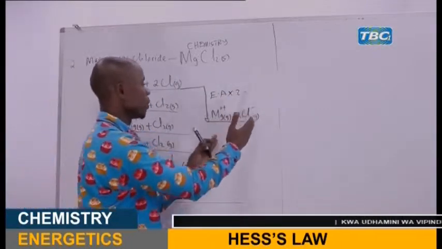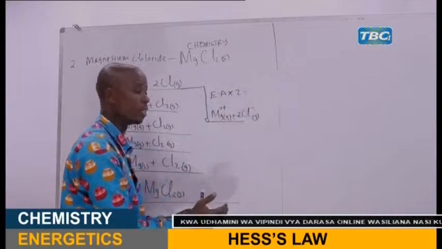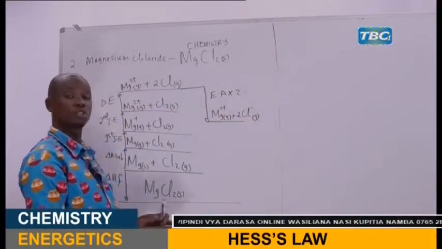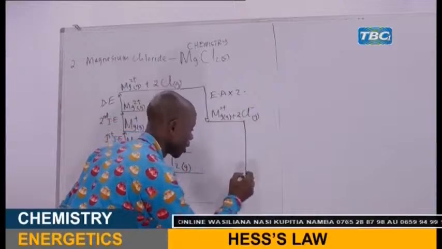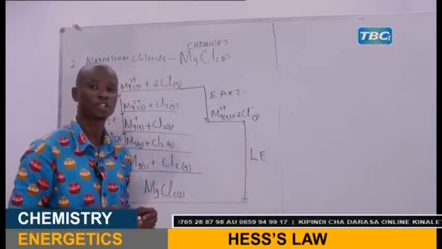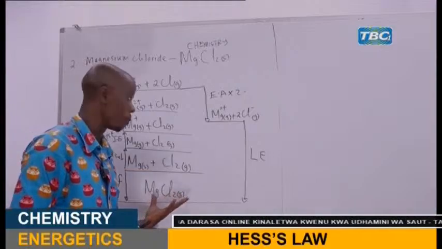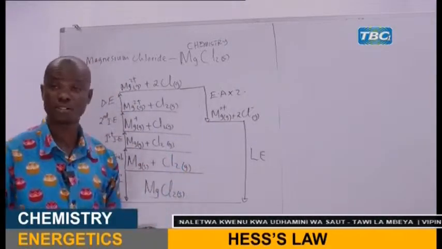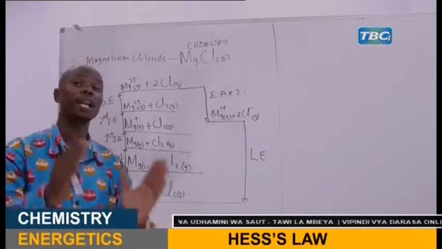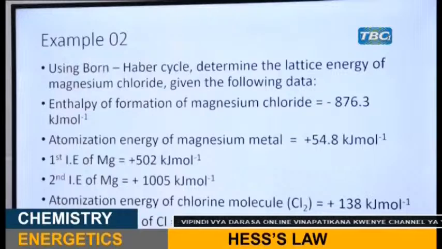Now, my dear students, here we have already obtained the cation and the anion. These 2 will combine to form the solid magnesium chloride, and this is lattice energy. Lattice energy is the energy released when 1 mole of an ionic compound is formed from its ions. So this is the Born-Haber cycle. This Born-Haber cycle will guide us in order to solve the required problem. Remember, here we are required to determine the lattice energy of magnesium chloride.